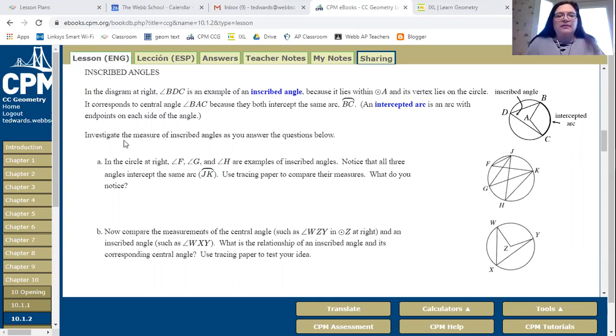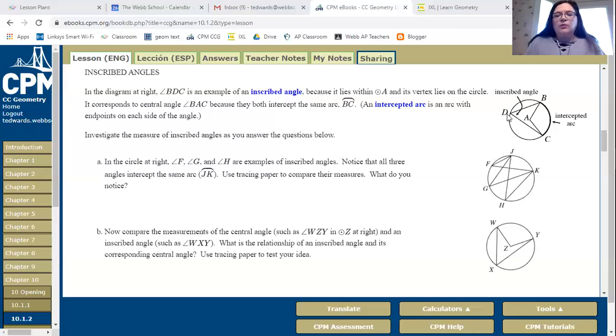We are talking about now inscribed angles. So we've talked about central angles. Central angles are the angles that have their vertex at the center of a circle. An inscribed angle is inside the circle, but its vertex is on the circle itself. It's not at the center, it's actually on the edge of the circle, on that circumference of the circle.